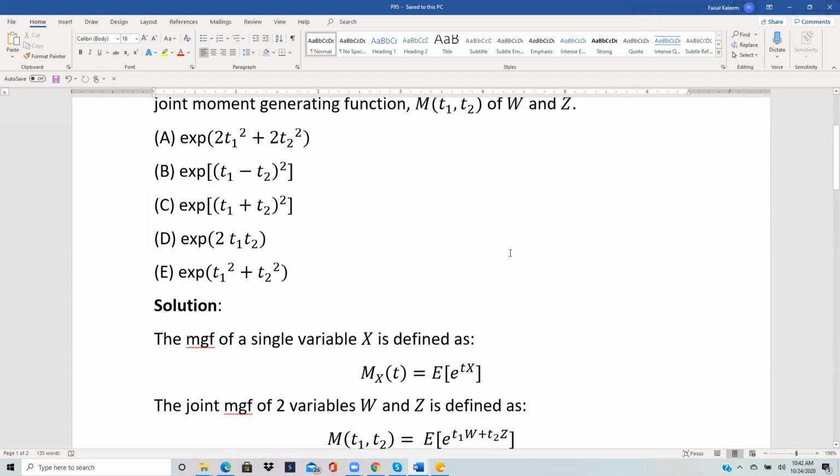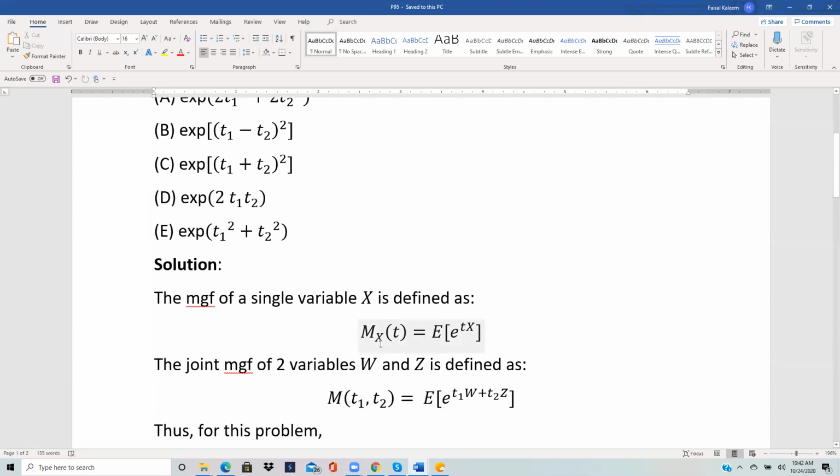Now, the MGF of a single variable is defined as follows. If the variable is X, then M subscript X of t is the notation for the MGF, and that's the expected value of e power tX. The joint MGF of two variables W and Z is defined as the expected value of e power t1 W plus t2 Z.